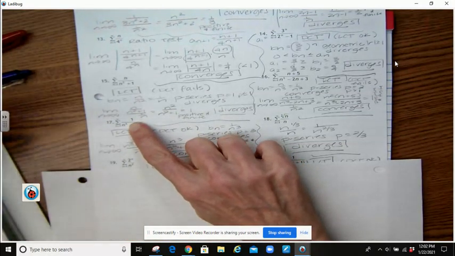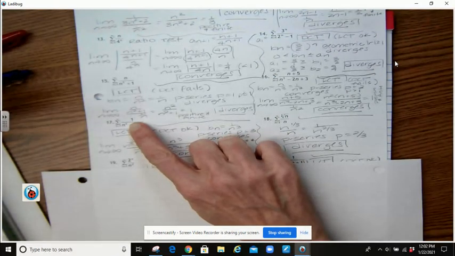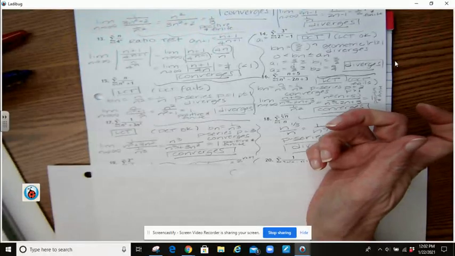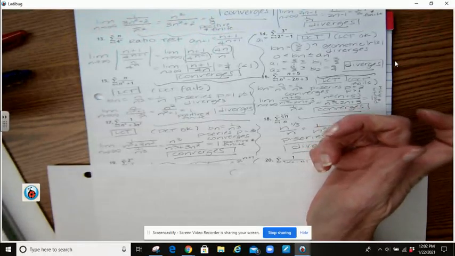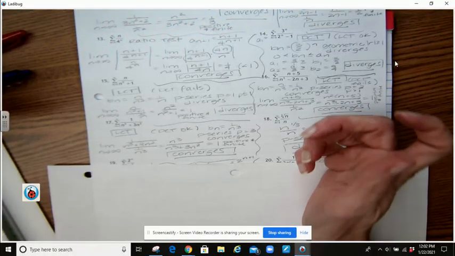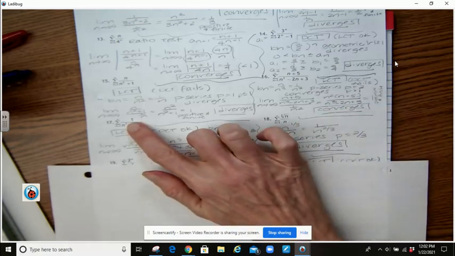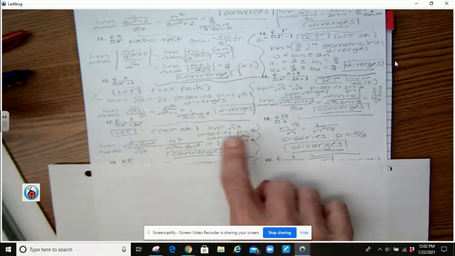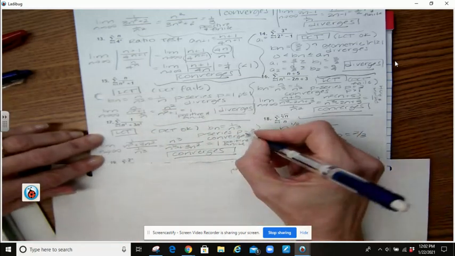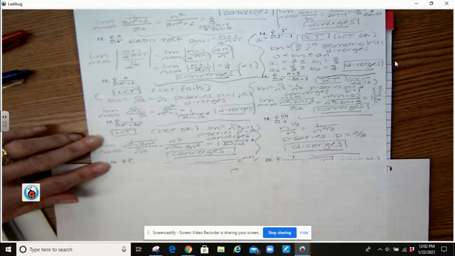You have to make it look like a geometric series or a p-series, and it's not exponential, so you're not going to be able to make it look like a geometric series, and you can only make it look like a p-series if it's 1 over n to a power, so you have to get rid of that part. So you're going to compare it to 1 over n cubed, which is a p-series where p is equal to 3. If p is greater than 1, it converges.